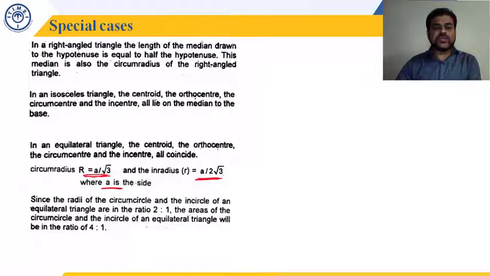The circumradius to inradius ratio will be 2:1, and therefore the area of the circumcircle to that of the incircle will be in the ratio 4:1. So these are the properties related to all the four geometric centers.